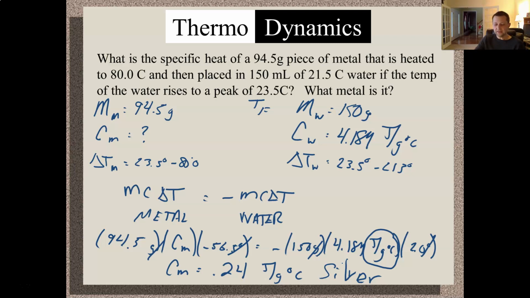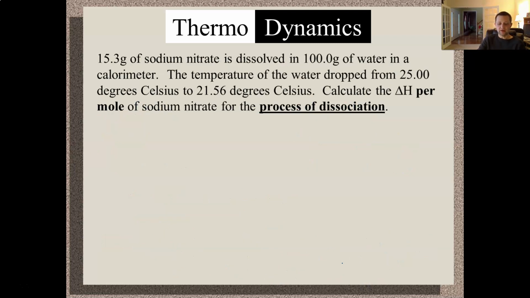And now the last thing I want to do is one more practice problem with a solution. This could be a little bit confusing. This is the last one I'll wrap this up with, and then you'll be able to do some practice problems. You have 15.3 grams of sodium nitrate dissolved in 100 grams of water in a calorimeter. And I think I did one like this in the simulation for you.